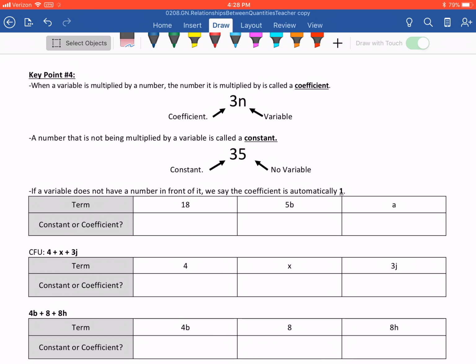All right. Key point number 4. When a variable is multiplied by a number, the number it is multiplied by is called a coefficient. So this is a crazy looking word, coefficient. This is pronounced coefficient.